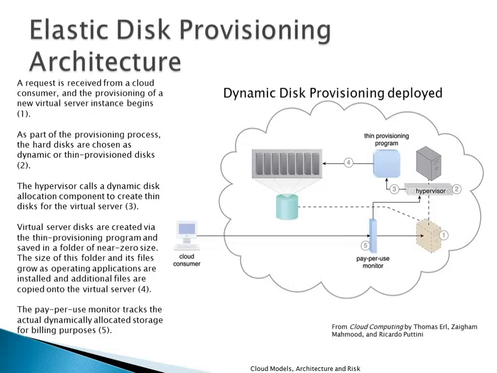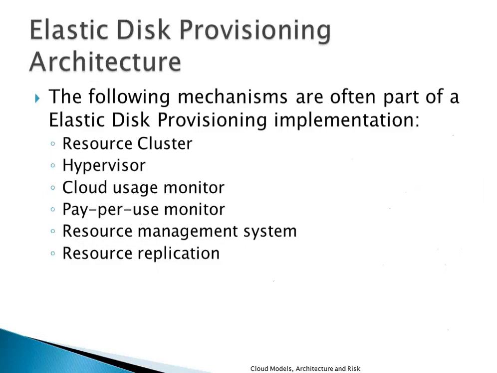The virtual server disks are created and saved in a folder that's near 0 size, right? And the size, naturally, of the folder and files grows as the operating system and applications are installed and additional files are copied up to the server and so on. And so your pay-per-use monitor tracks that actual dynamically allocated storage. Okay? So that's another way to approach the same problem. And the mechanisms that are part of this are the resource cluster, the hypervisor, the cloud usage monitor, pay-per-use monitor, the resource management system, and resource replication.